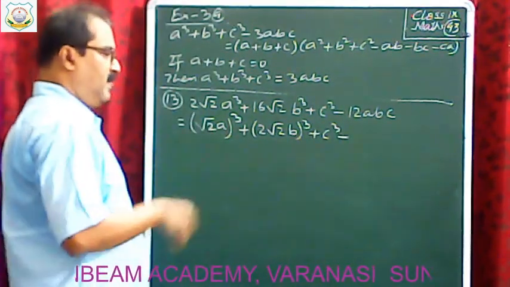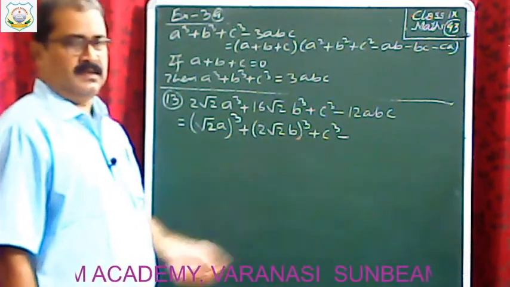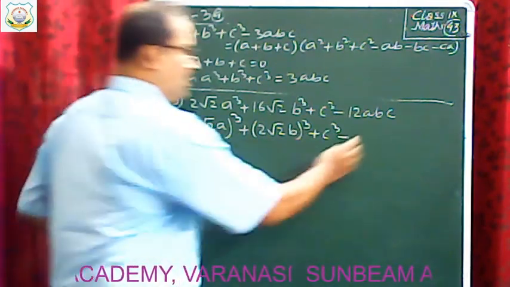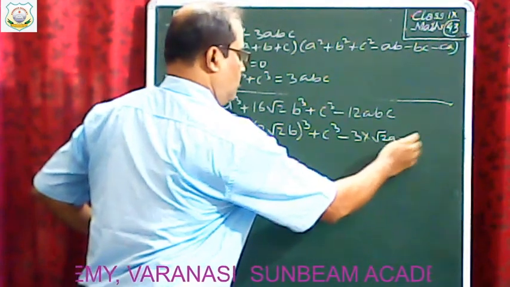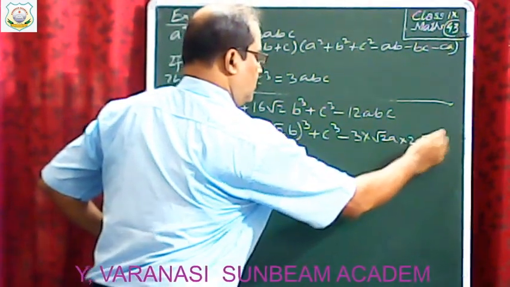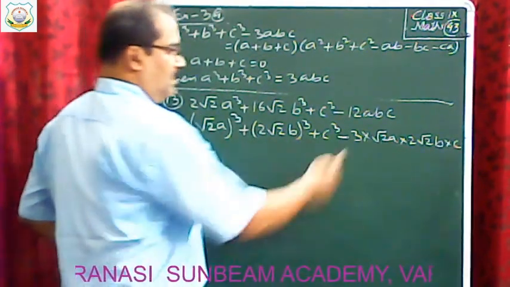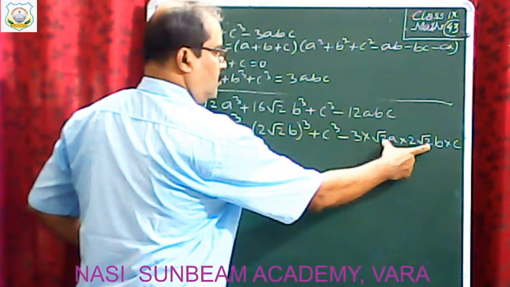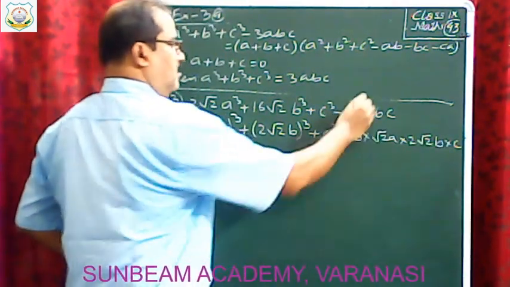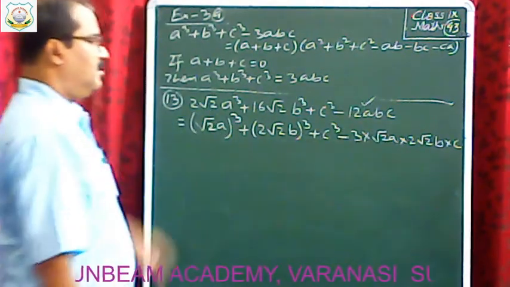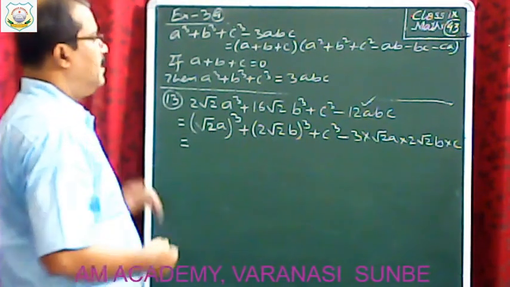Minus, now we have identified the part of a is square root 2a, the part of b is 2 root 2b, the part of c is c. So minus 3abc: 3 into root 2a into 2 root 2b into c. So what do we get? 3 into 6 root 2 into root 2, 2, 6 into 2 is 12abc. This term matched. So according to the identity you have formulated, thereafter follow the next step.